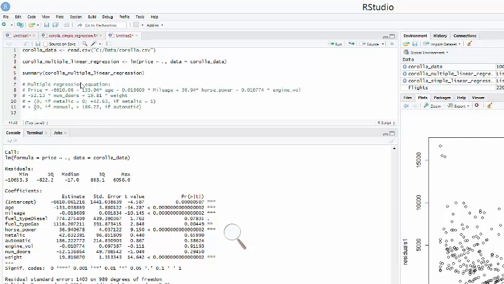That's basically my interpretation. Are we out of time today? Okay, I'm going to stop right here, and next class we're going to interpret the last one, the fuel type. And then we'll start looking at which variables are important and which are not so much.